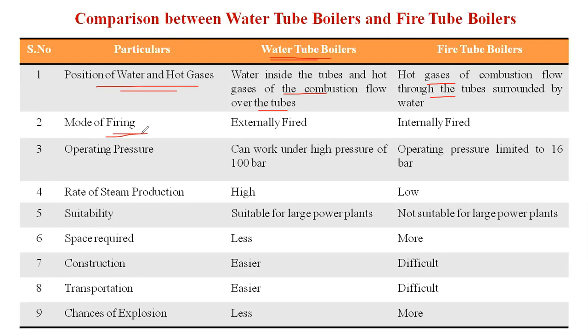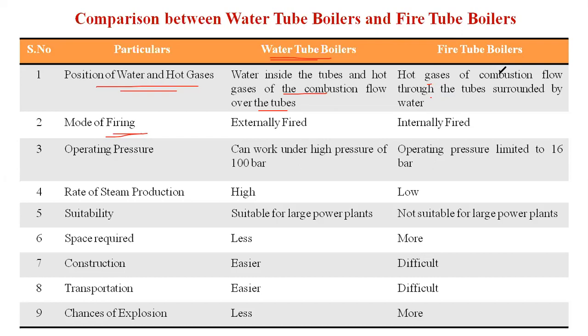The next one is the operating pressure. Generally the pressure is higher in the water tube boiler, around 100 bar. But in the fire tube boiler, the pressure is less, about 60 bar. Then the rate of steam production: in the water tube boiler, the steam production is high. In the fire tube boiler, the steam production is very low because of the surrounding water.